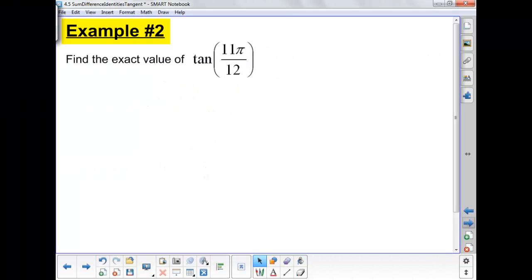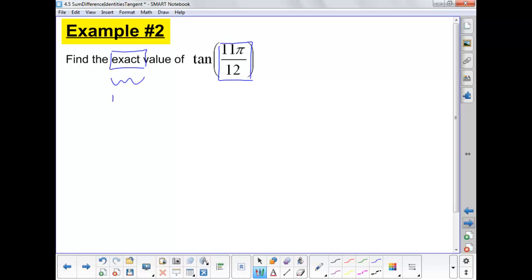So this is now asking us to do a calculation. So it says to find the exact value of tangent of 11 pi over 12. Now, what I will highlight to start with here. Okay. Now, when it says exact, okay, keep in mind no decimals. For sure. Another thing, may need to use special triangles.